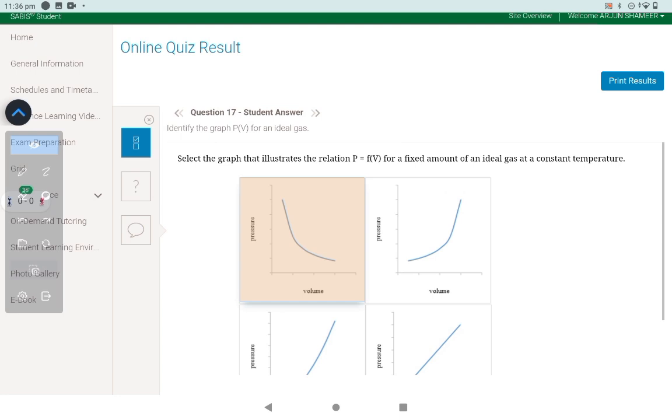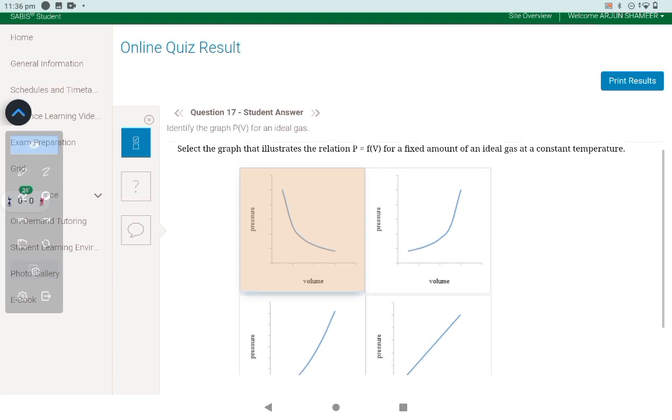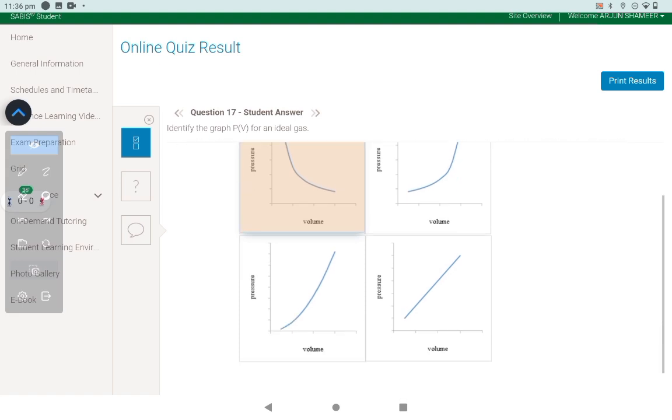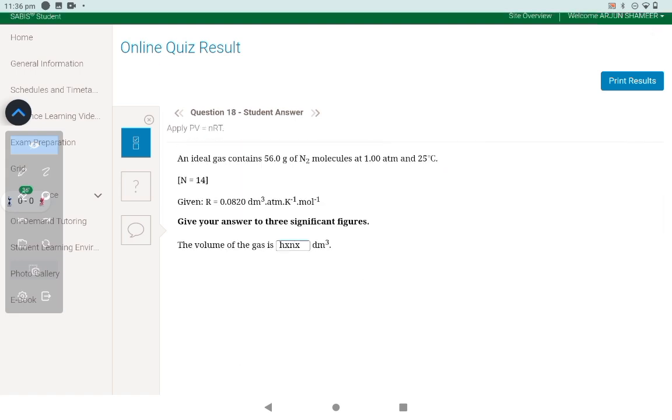Next one. Right here, a fixed amount of an ideal gas at a constant temperature. At a constant temperature, pressure and volume are inversely proportional. So when pressure increases, volume decreases. It's opposite. So it's going to be the first one, because it's a curve where if pressure is higher, volume is lower. It's going to be inversely proportional. Okay, this one we use PV equals nRT.